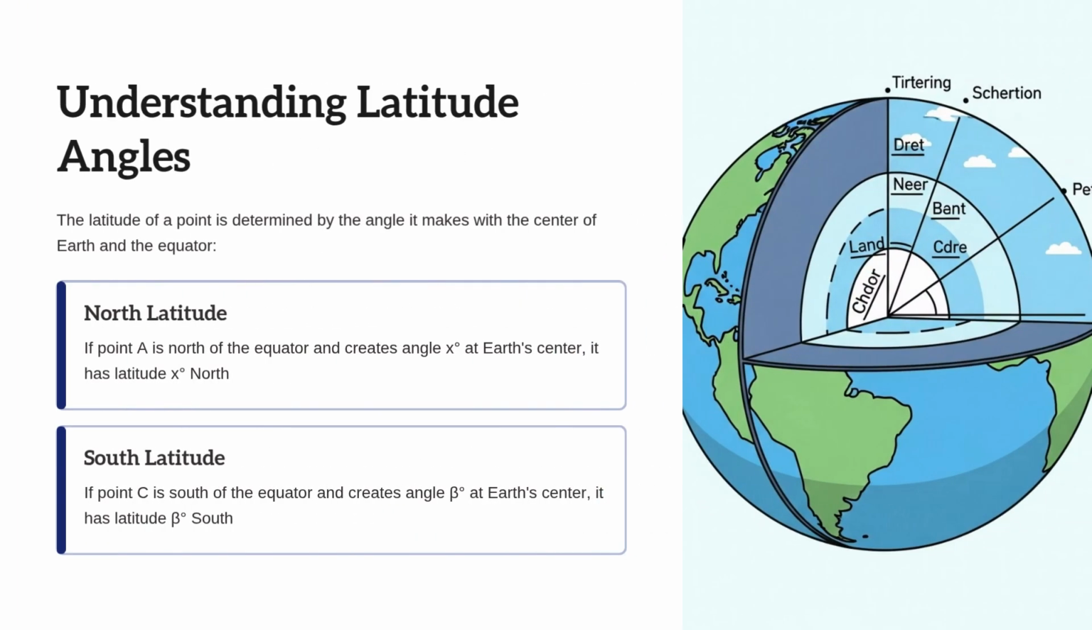Understanding latitude angles. The latitude of a point is determined by the angle it makes with the center of Earth and the equator. North latitude. If point A is north of the equator and creates an angle of x degrees at the Earth's center, then the latitude of point A is x degrees north. South latitude. If point C is south of the equator and creates an angle of beta degrees at the Earth's center, then the latitude of point C is beta degrees south.